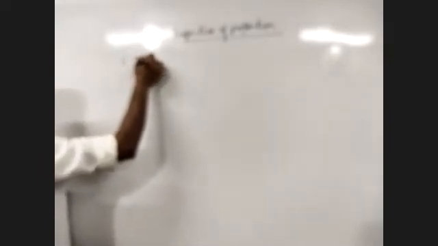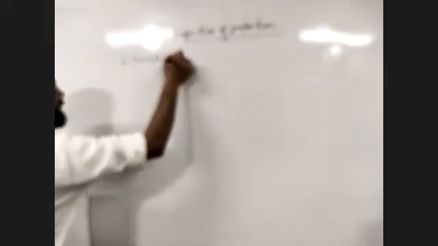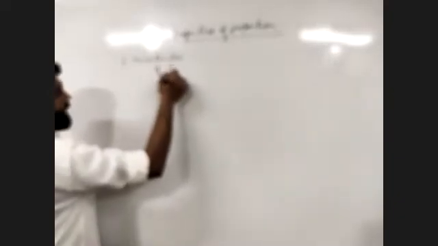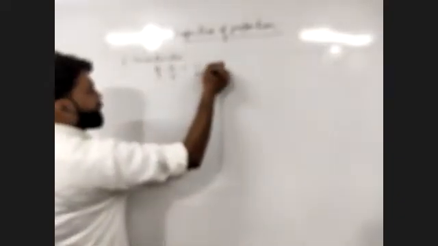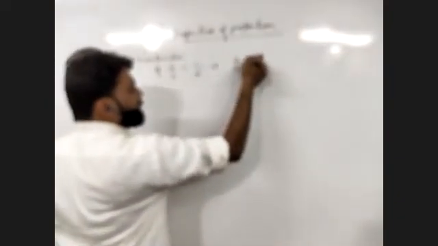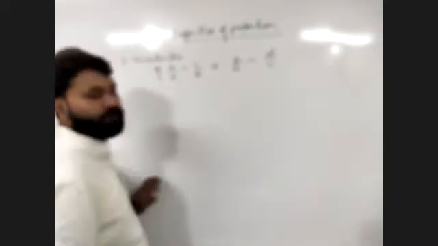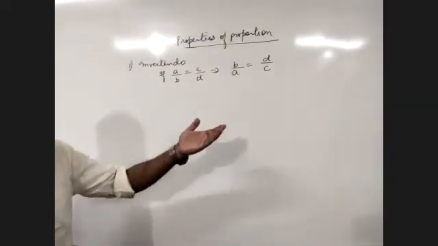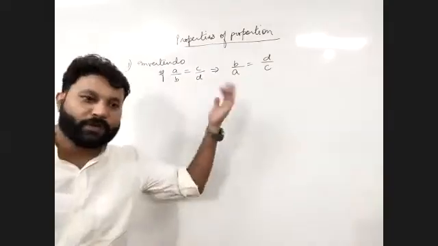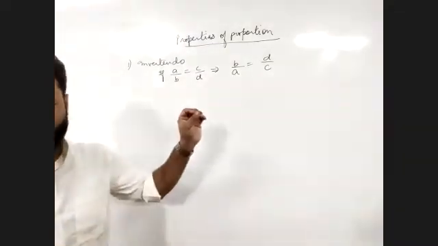First property is invertendo. What's the name of the property? Invertendo. Invertendo is if A upon B equal to C upon D, then it implies that B upon A will be equal to D upon C. That is invertendo. We just have to do the reciprocal of both the things. So that is invertendo.